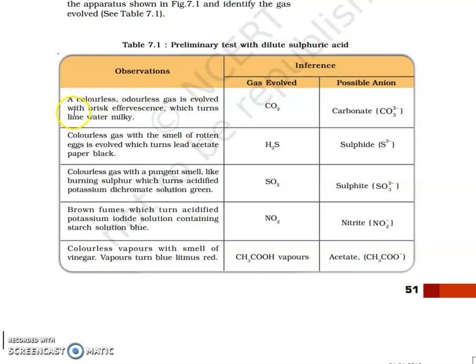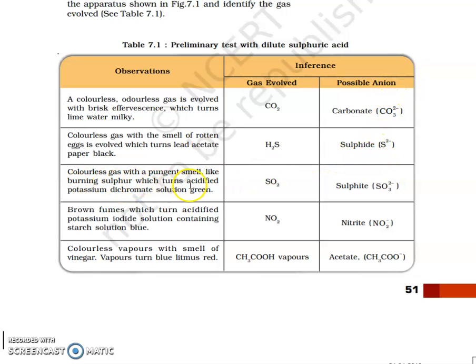Observation: a colorless, odorless gas is evolved with brisk effervescence which turns lime water milky. The gas evolved is carbon dioxide and the possible anion is carbonate. A colorless gas with the smell of rotten eggs is evolved, which turns lead acetate paper black. The gas evolved is H2S and the possible anion is sulfide.